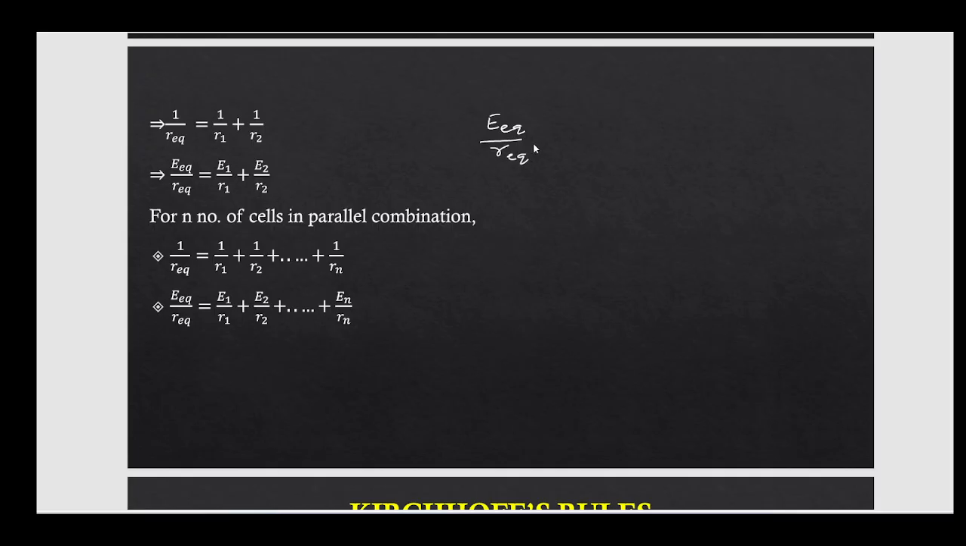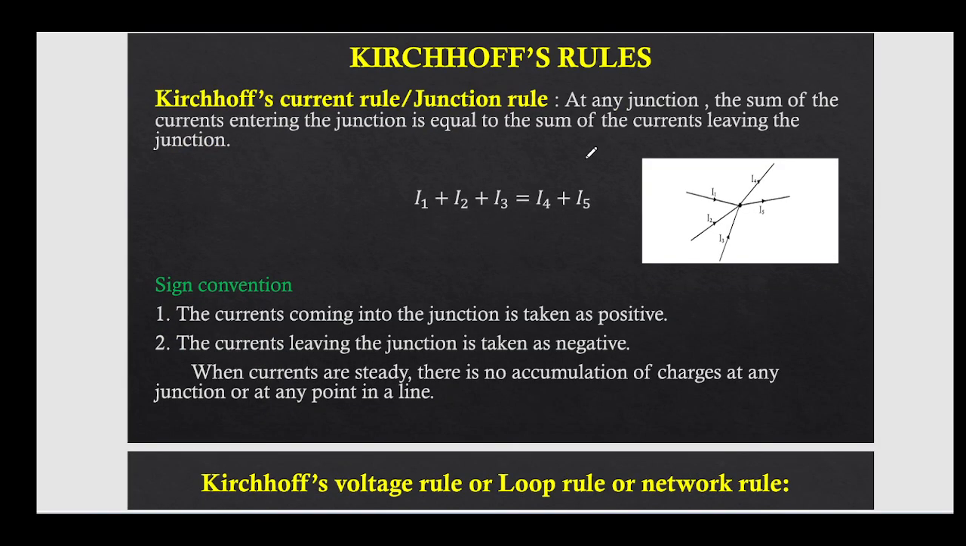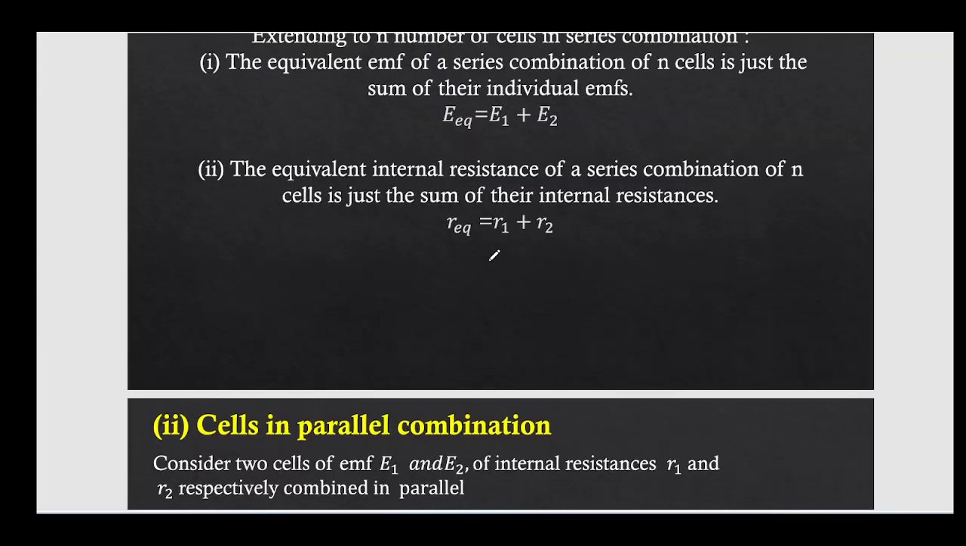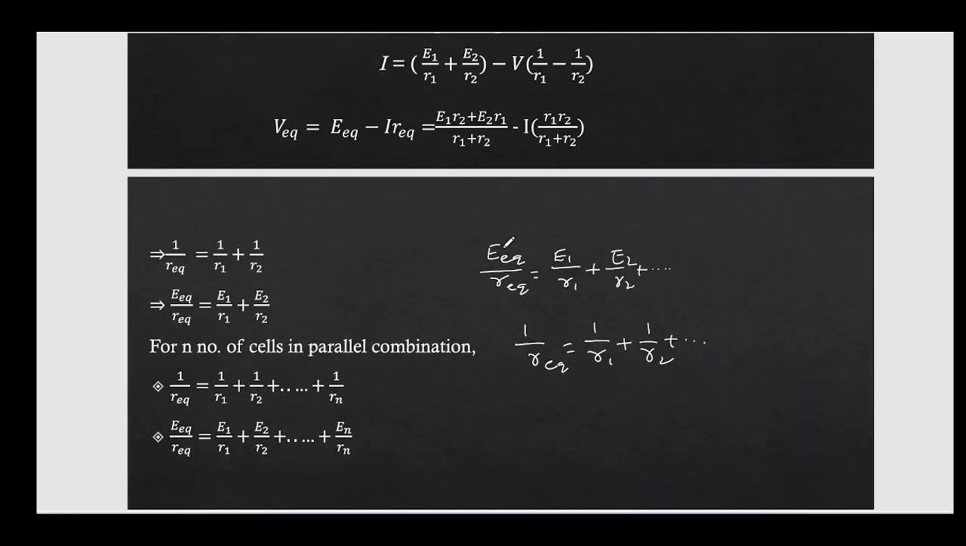And cells in parallel, in case of a parallel combination, E equivalent by R equivalent is equal to E1 by R1 plus E2 by R2 plus so on. Then R equivalent is given by 1 by R equivalent equals 1 divided by R1 plus 1 divided by R2 plus so on. Series is done, yeah, this is parallel.